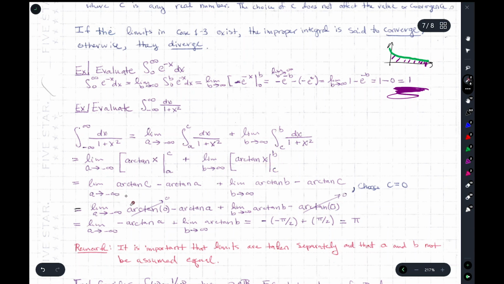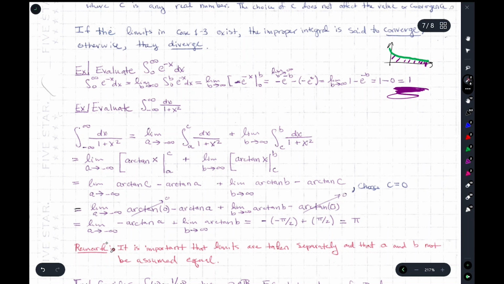And you could see that regardless of the c that you choose, that's going to cancel, right? So b, the limit here is for b and not c, and the limit here is for a and not c. And so you can see no matter what value of c that you chose, you have a plus arctan c here and a minus arctan c here. So it'll cancel. So it really does not matter what c you choose. You just choose a convenient c for you. And here the most convenient is c equals 0 because arctan of 0 is 0. And so those just fall out.